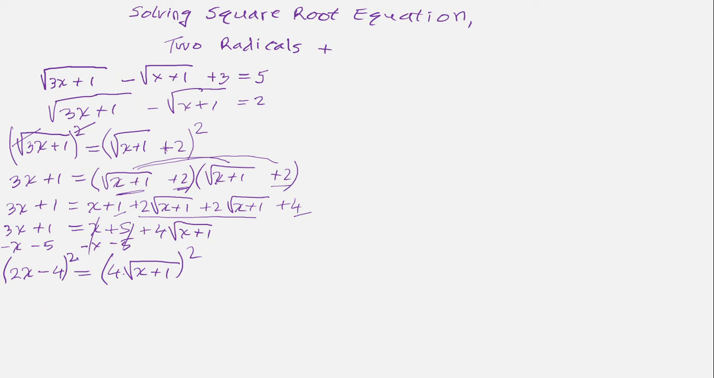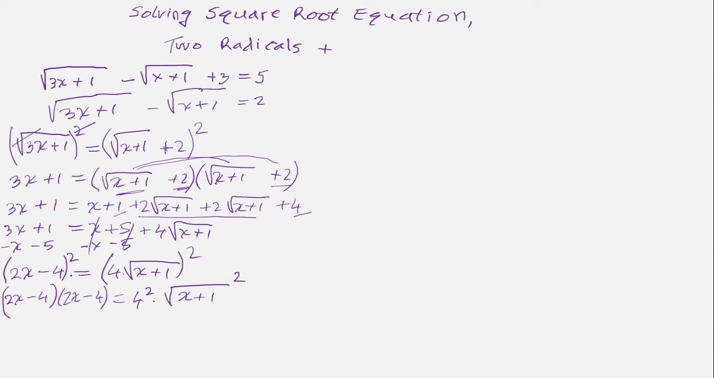So if we square this side, left-hand side, then again we have two terms, so that becomes 2x minus 4, right? And that multiplies itself, so another 2x minus 4 right there. And then what happens on the right-hand side is that each factor gets the square. So 4 gets squared, and then square root of x plus 1 also gets squared.